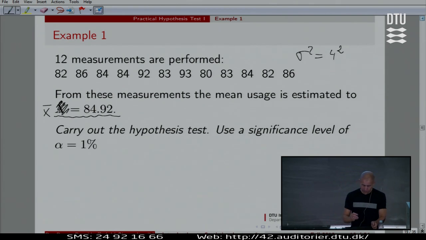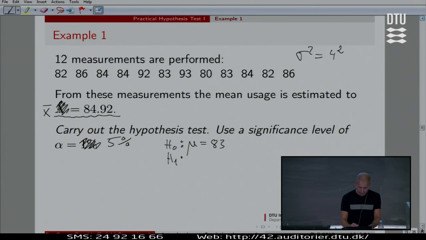Carry out the hypothesis test. Actually, why not use the most commonly used level of 5% the first time we do it? 5% is the most commonly used level. So let's use that. How should we do it now? The null hypothesis, let me rephrase that, is that mu equals 83. The alternative is that mu is larger than 83.